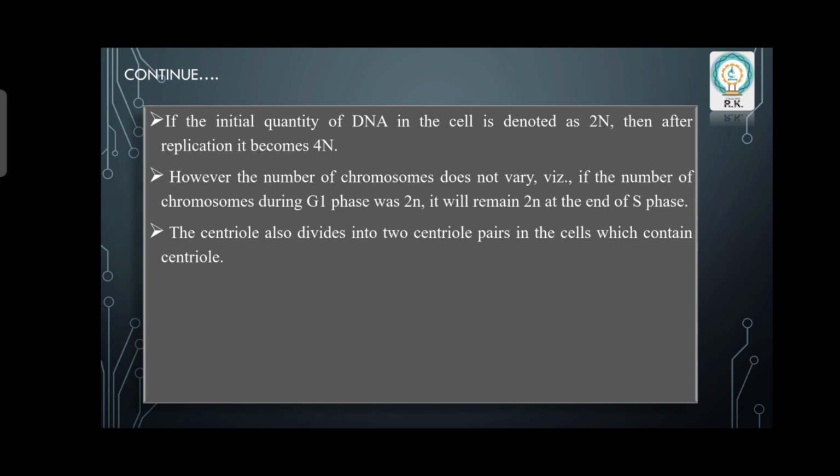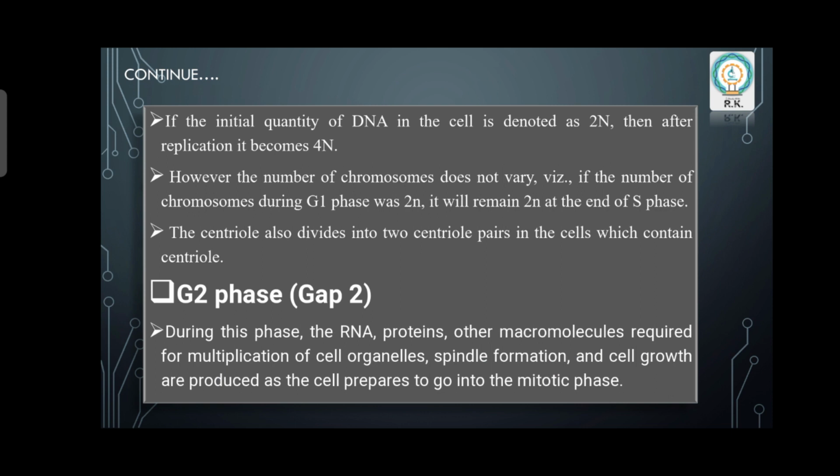Also, the centriole divides. Here we are talking about animal cell in particular, so we will talk about centriole, that it divides into two centriole pairs in the cells which contain centriole. We know that centriole is not present in plant cell. Now G2 phase. During this phase, the RNA, proteins and other macromolecules which are required for multiplication of cell organelles and for spindle formation and cell growth are produced as the cell prepares to go into the mitotic phase. That will happen in G2 phase.